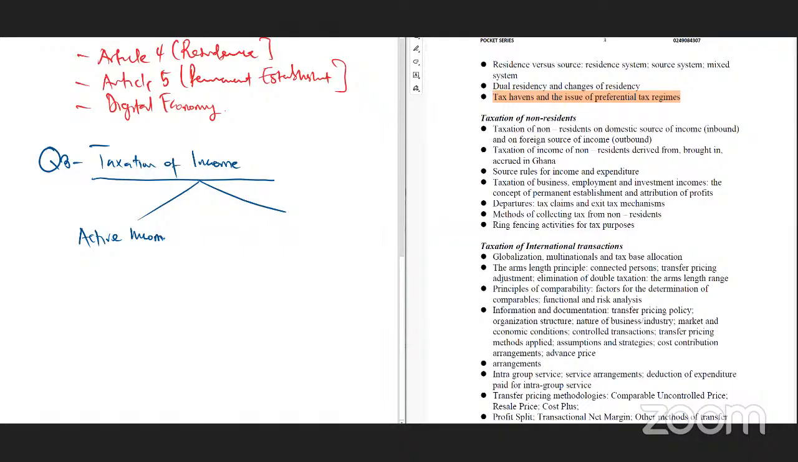So I believe everybody knows the difference between active income and passive income, right? What's the difference between active income and passive income? Please, we don't have time, so just go quickly. Active income and passive income. What's the difference?